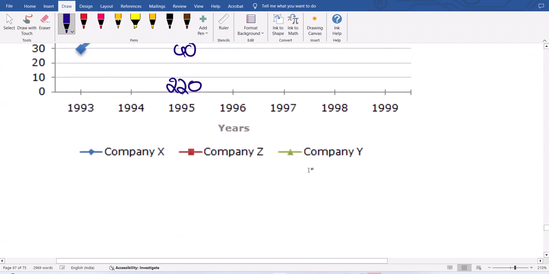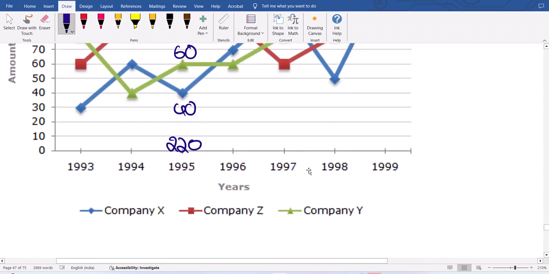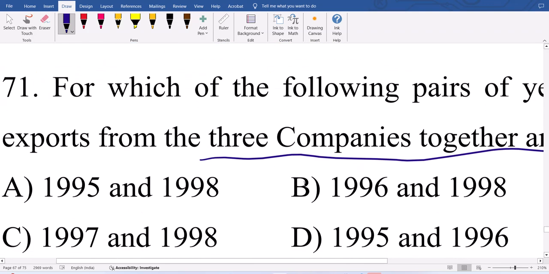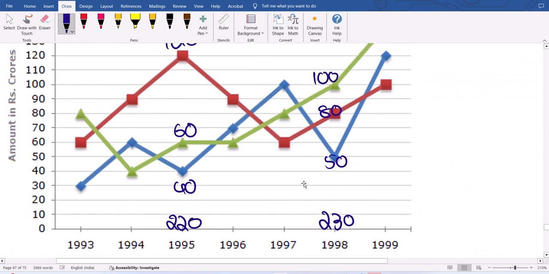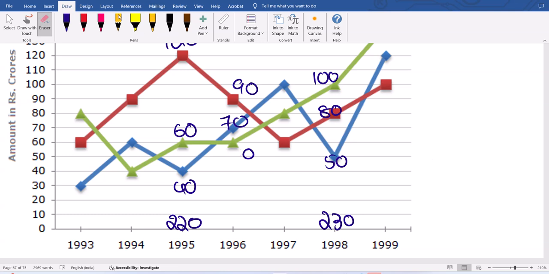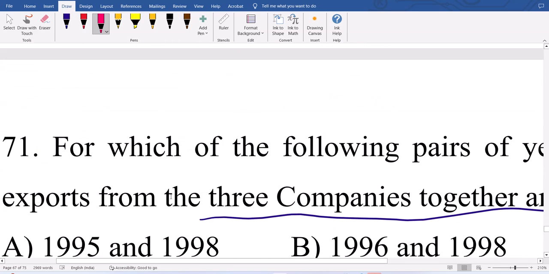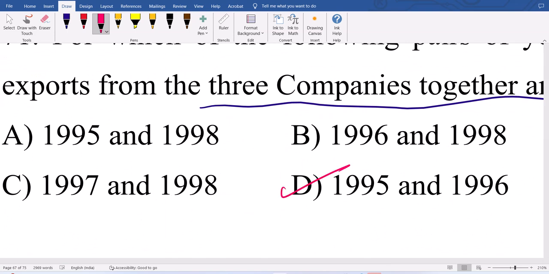Next option they given, 1998 as well. 1998, 100, 80, 50. I got 230. Then combination next one 96 and 98. 1996, 90, 70, 60. What do you get? 220. So it seems 95 and 96 is your answer. Anywhere in options? Yes, option D is correct.